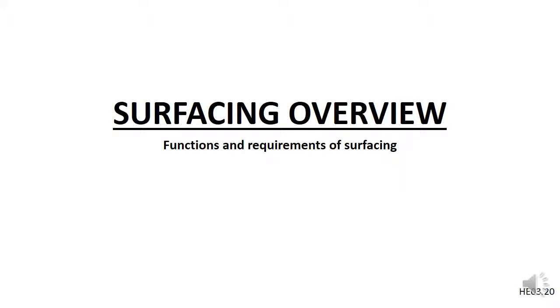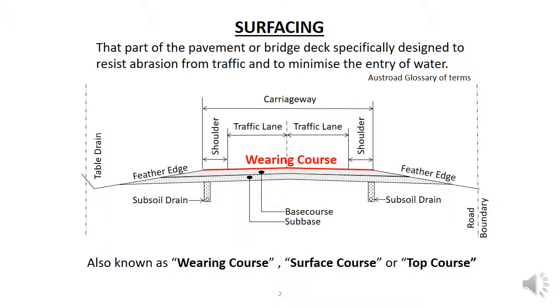This video is an overview of road surfacing. The surfacing is the top surface of the road. It waterproofs the pavement and provides the surface for the vehicles to run on. The surfacing may also be known as the wearing course, surface course, or top course. All of these phrases are used on site and in documents, but they mean the same thing, the top surface of a sealed road.